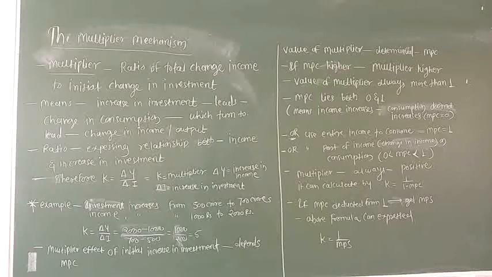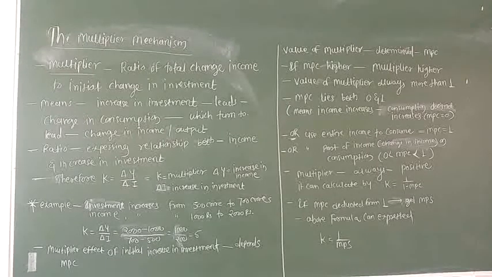Hello students, in the last section we have already discussed the effect of an autonomous change in aggregate demand on income and output. Students, today we are going to take more information about the multiplier mechanism.